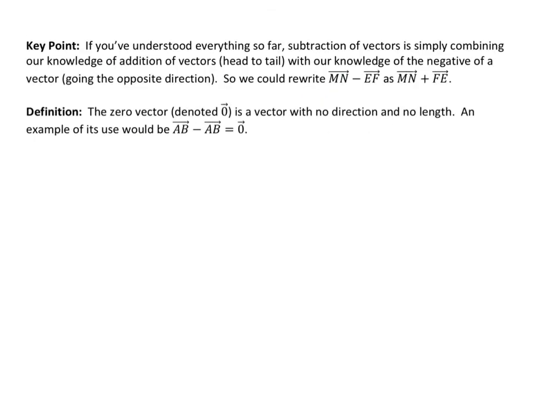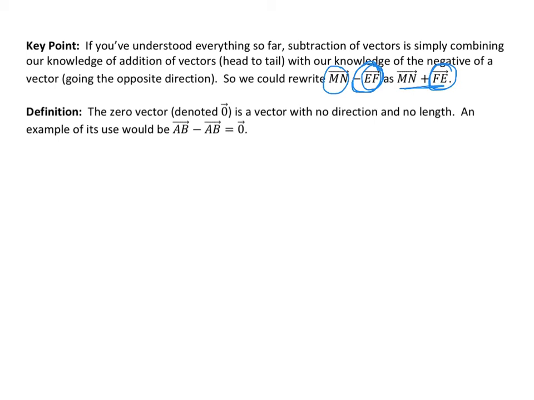Alright, so if you've understood everything so far, subtraction of vectors is really just combining our knowledge of addition of vectors, which means putting them head to tail, with our knowledge of the negative of a vector, which means them going in the opposite direction. So if anybody ever asked you to do MN minus EF, you could just say, well, wait a minute, negative EF is FE, so I just add that thing on, right?